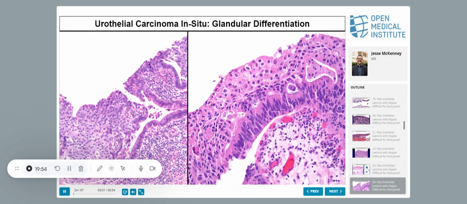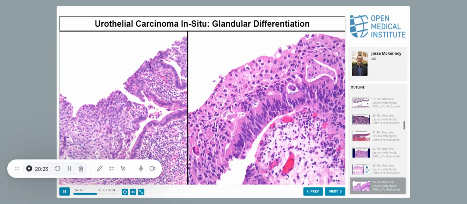Okay, and then one of the last ones is, this is weird, but rarely these actually start to have glandular differentiation. So this is CIS with glandular differentiation. This is probably the only one that I actually would list in the diagnosis. But I would start off with urothelial carcinoma in situ, right? Because then they can turn their brains off. And then you go with glandular differentiation.